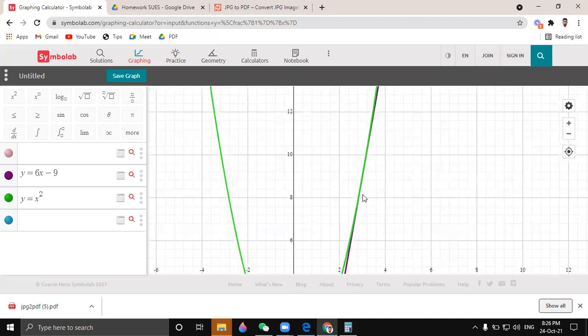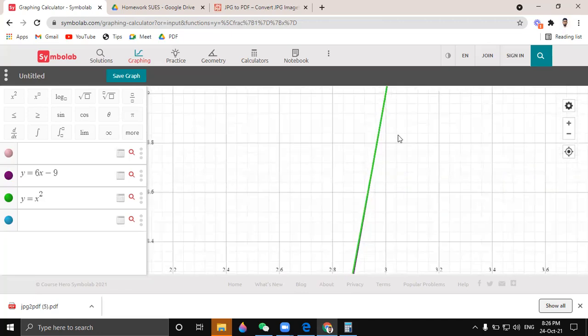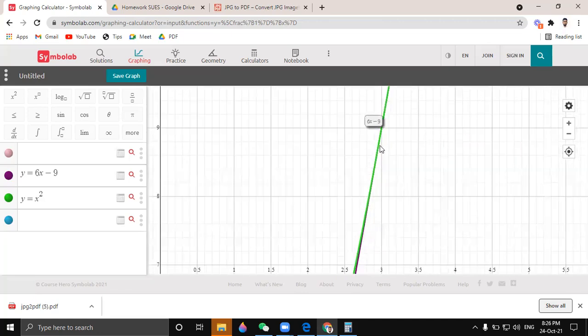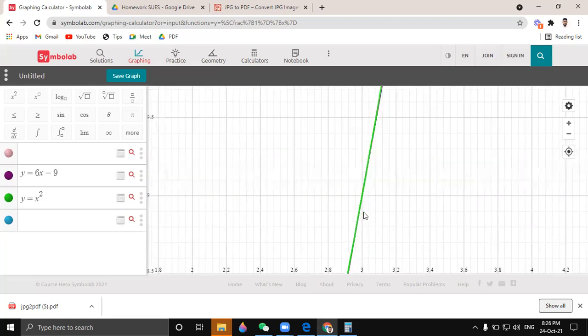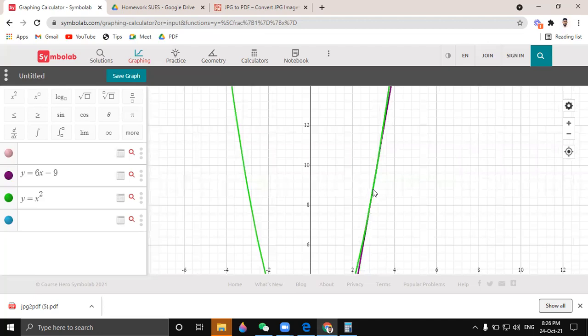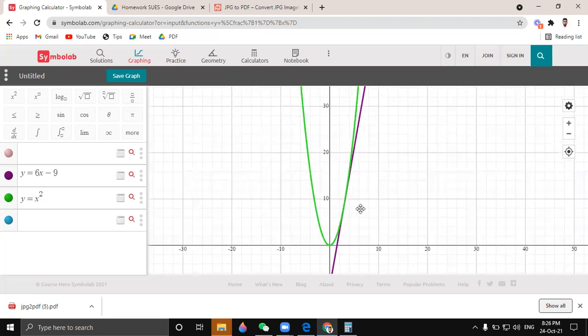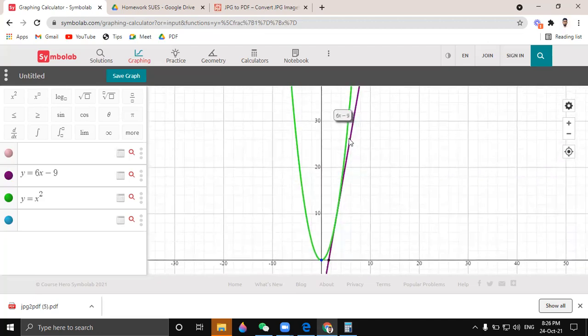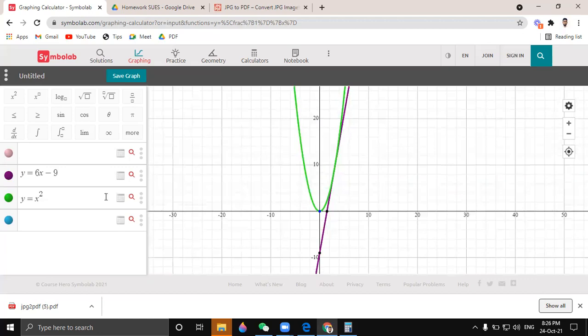And here our function and the tangent line are intersecting. If I zoom in, you can see right at this point. So this graph is clear: this purple line, this violet line is our tangent line, and this green line is our function. That means we found the right slope, the right tangent line for this function.